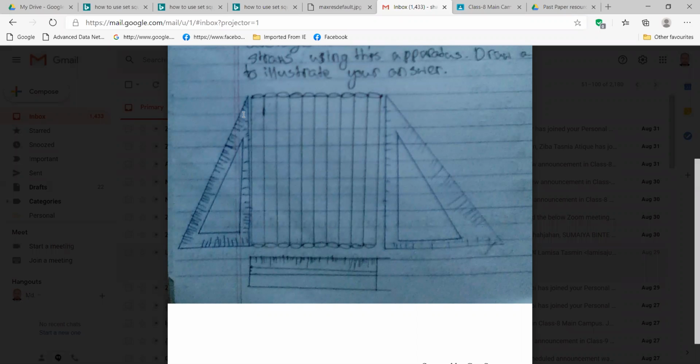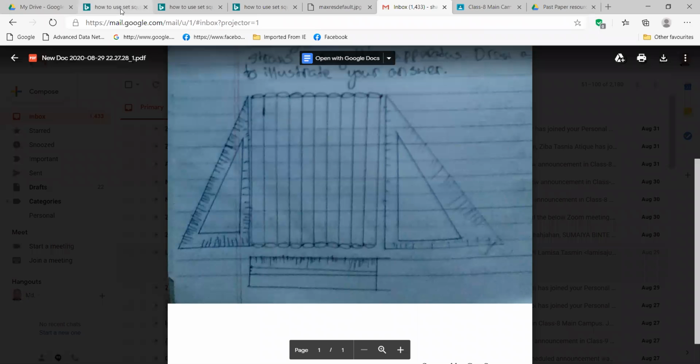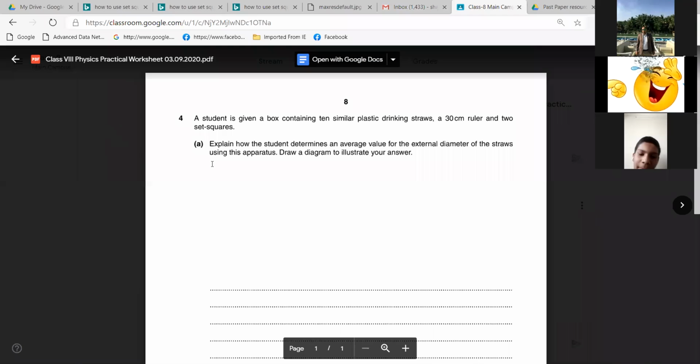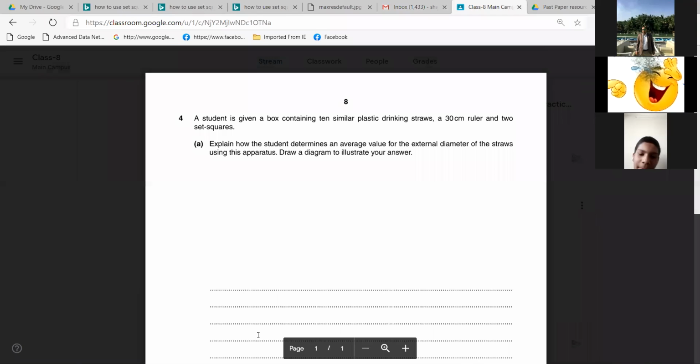How to use the set square? So all these things you have to write in that place. You see here, we have to write this in this place, the steps.